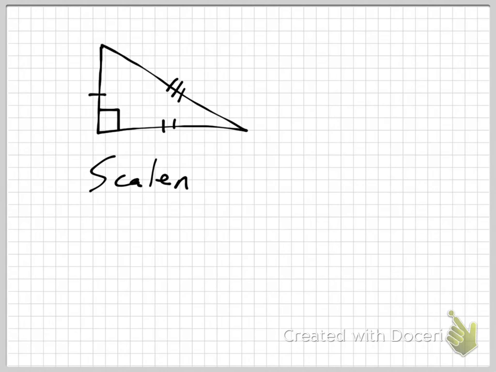If I go like this, how would you identify that triangle? That is a scalene triangle. Why is it scalene? All three sides are different. What else is it? It's a right triangle. It's a scalene right triangle. Because based on its sides, it's scalene. Based on its angles, it's a right triangle.